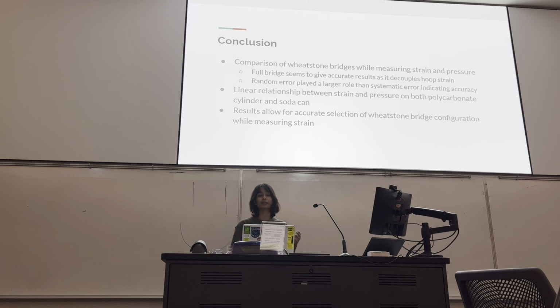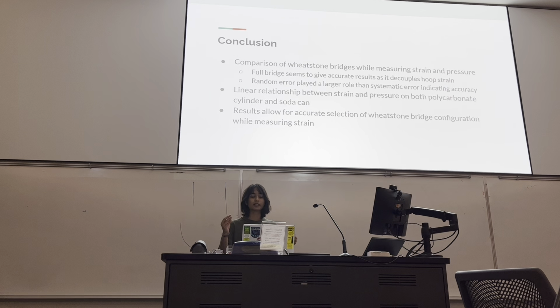Another thing was that random error played a larger role than systematic error in indicating accuracy, and that's just because the random error calculated was higher than the systematic error, as Harsha had talked about on the graphs, and that just shows that the full bridge is pretty accurate, and it doesn't really say much about the quarter bridge.